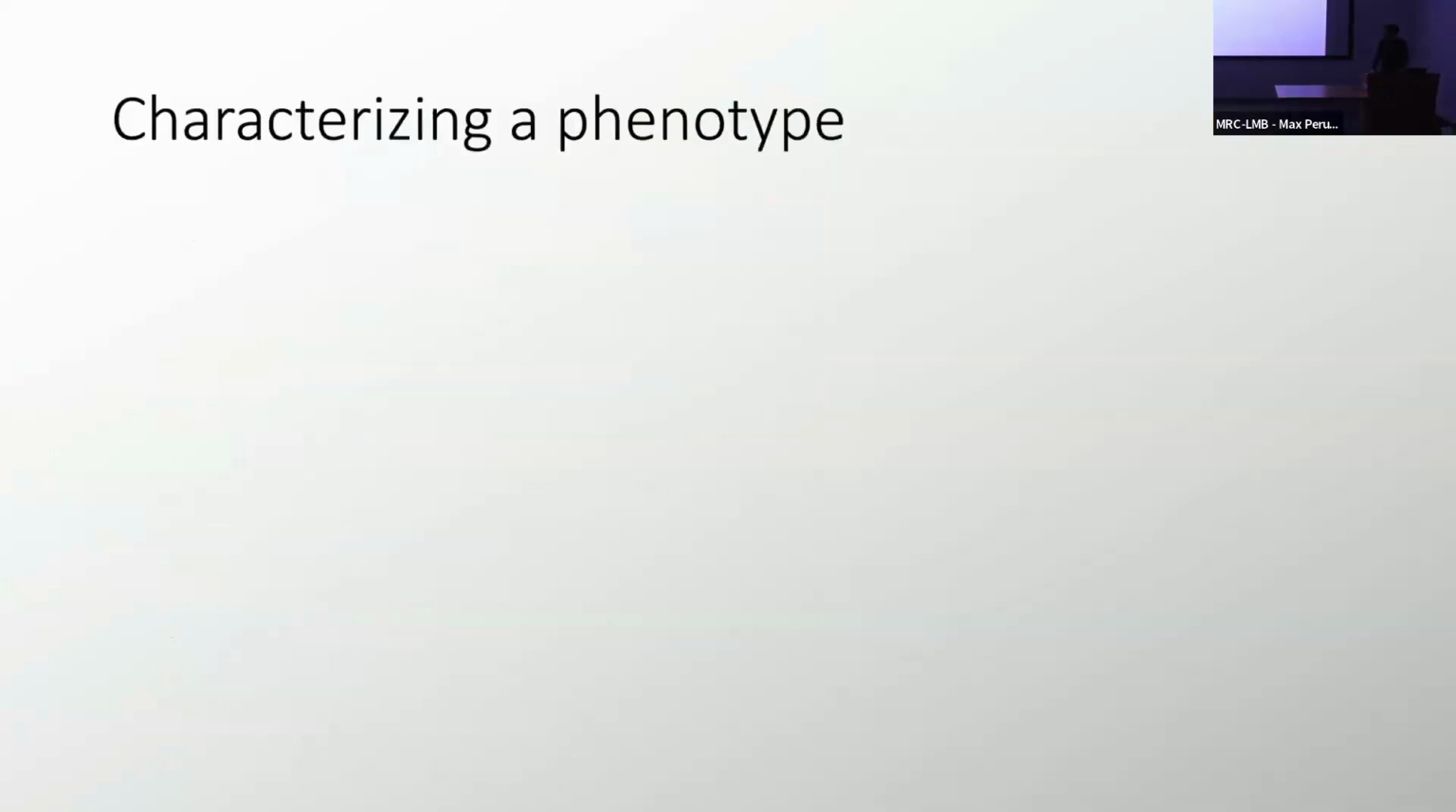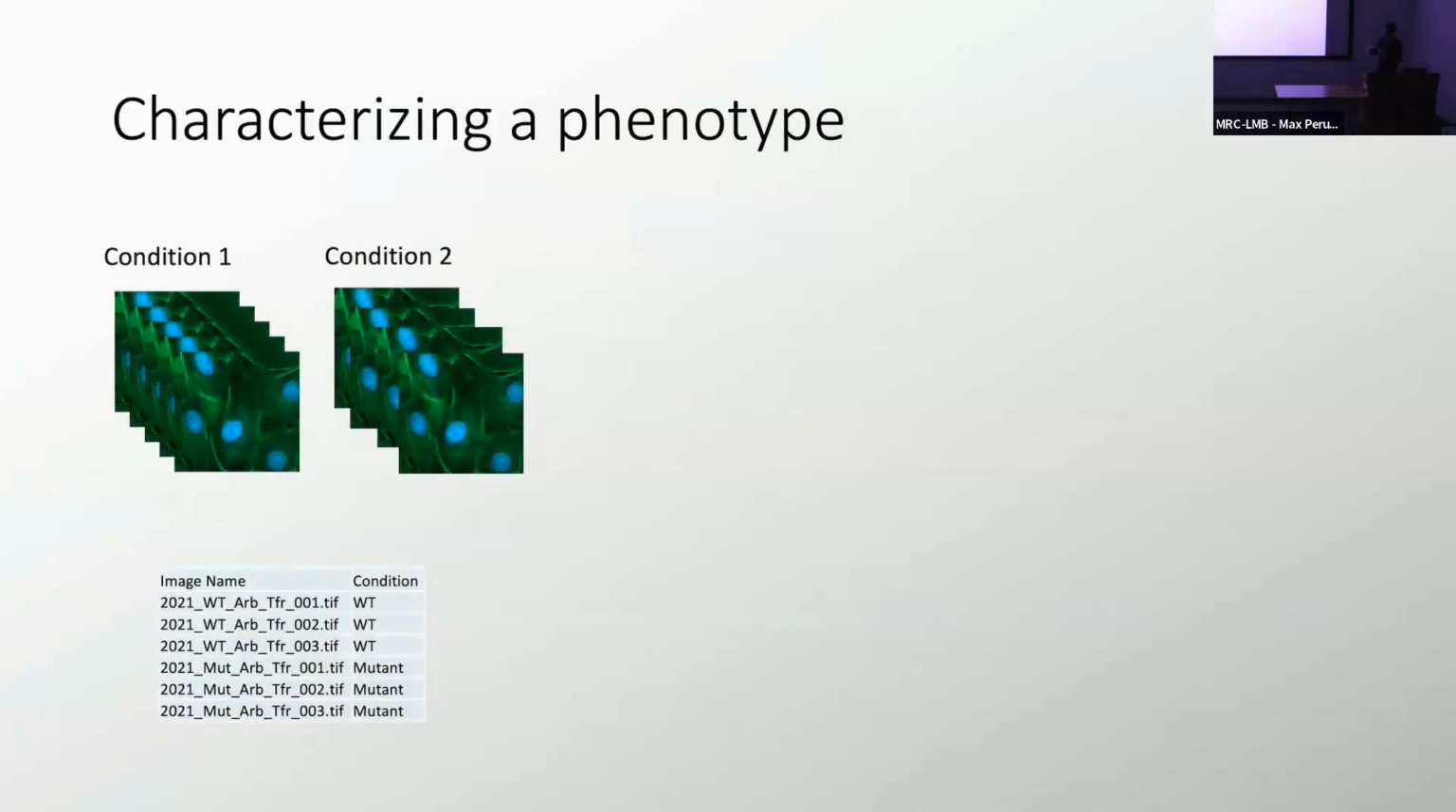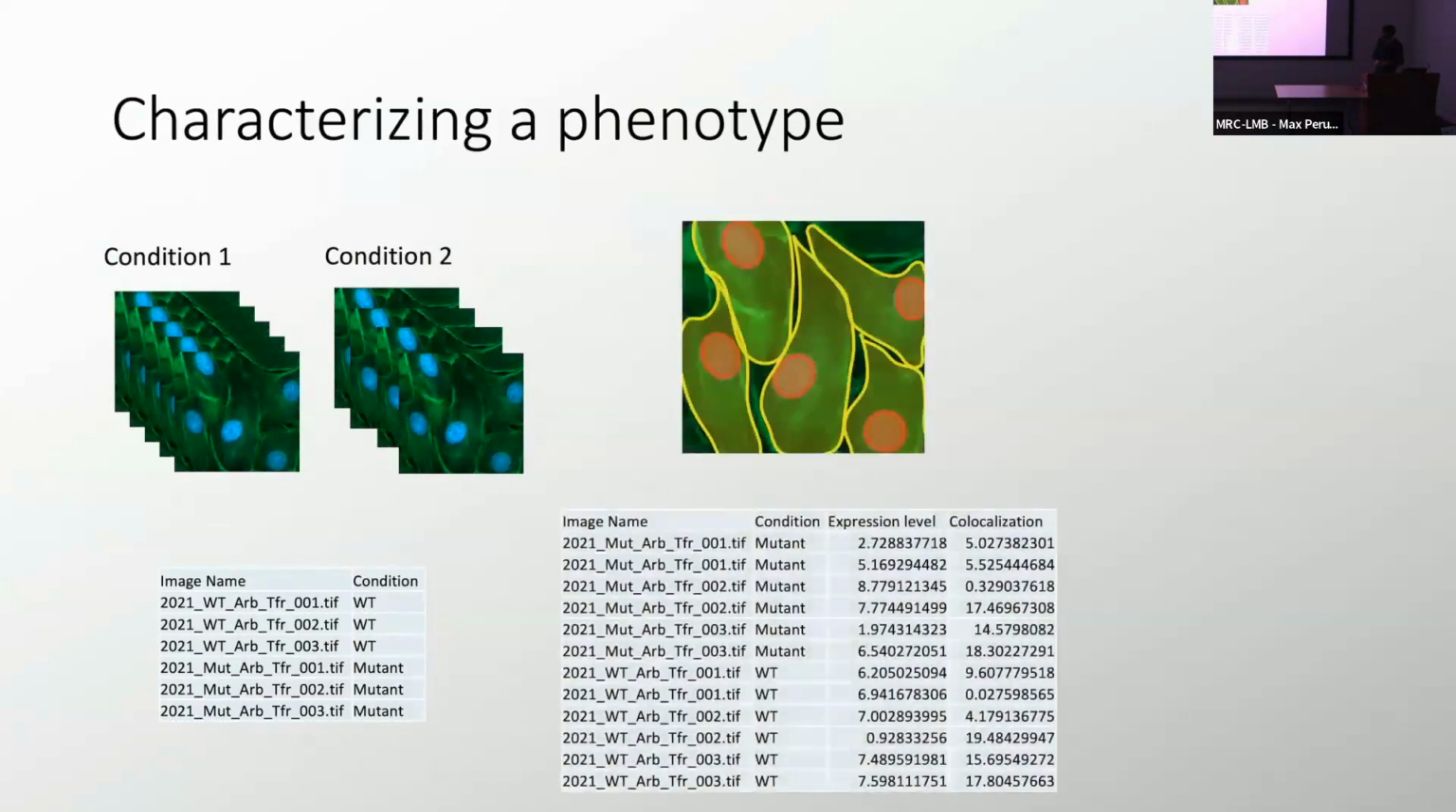So what we want to do in the end is characterize a phenotype. A typical example is two conditions. We have acquired images for each condition, and we have our list of files. We can list the condition next to each file, and for each file we will find the cells, find the nuclei, and measure the phenotype, quantify it, and assign some numbers.